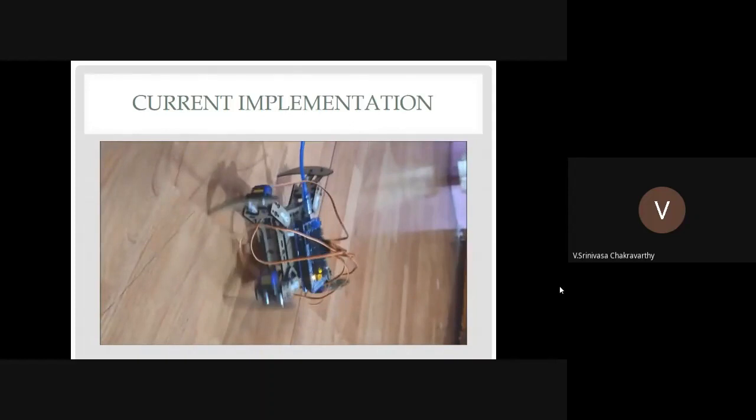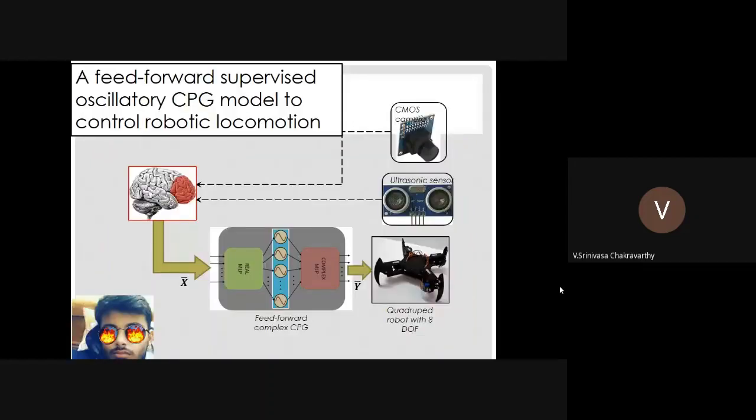So we want to put this network in a loop. We want to put a camera on the robo and feed the camera output into an AI system. Then the output of the AI system is given to the oscillator network, which generates the gait rhythms, and that will drive the legs of the robo.